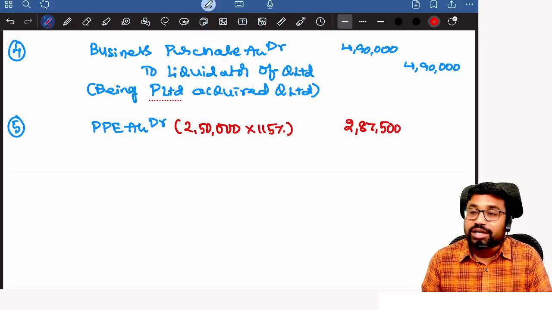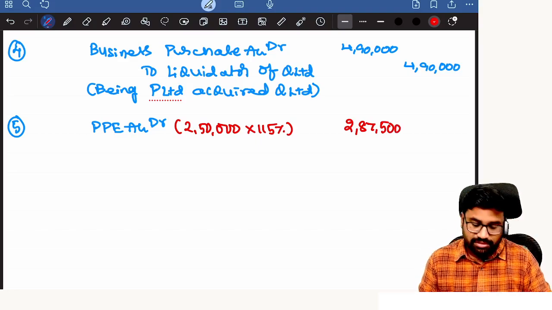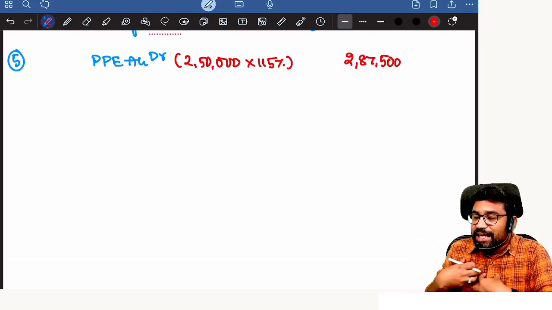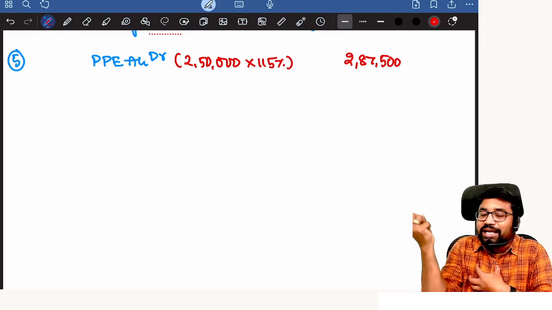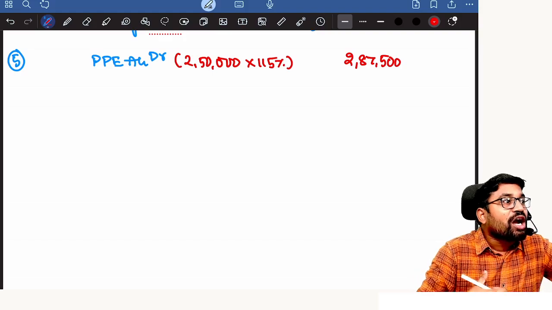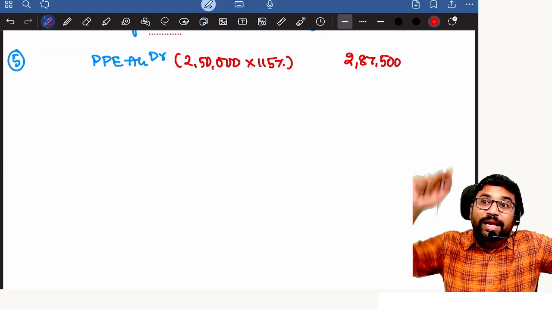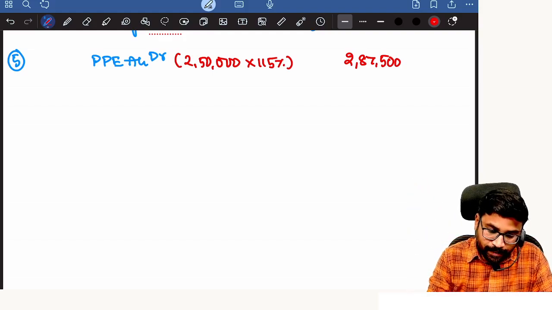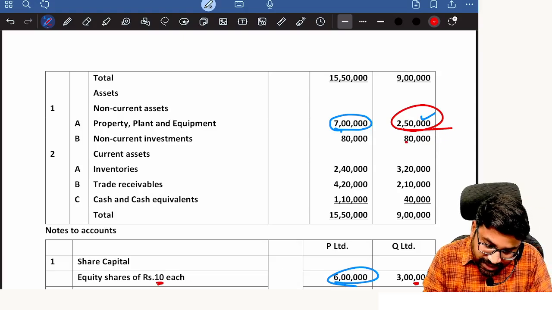2,87,500. This is important. Understand. That's why I said this is important. See, I am writing the incorporation entry as P Limited. From Q Limited I am getting what? PP. Now I am writing PP as my own asset. At what value? 2,50,000 plus 15%, which also happened in Q Limited, no? That's why. Next, what is the next asset?